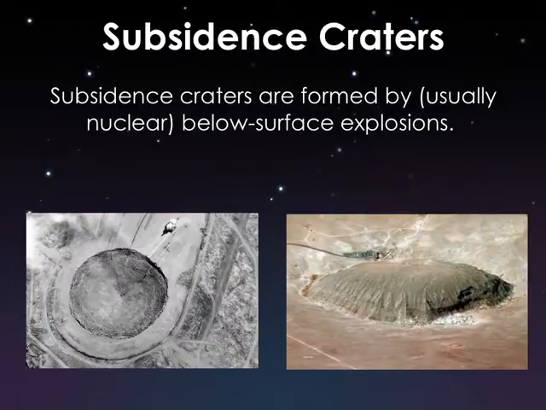Subsidence craters are formed by below-surface explosions, usually nuclear. Many are present in the Nevada test site. The surface sinks into crater formation, like the one on the left. The one on the right is an example of a retarc. If material above the explosion is solid rock, a mound can form, called a retarc, which is literally crater backwards, which sounds like a joke, but that's actually what they call them.